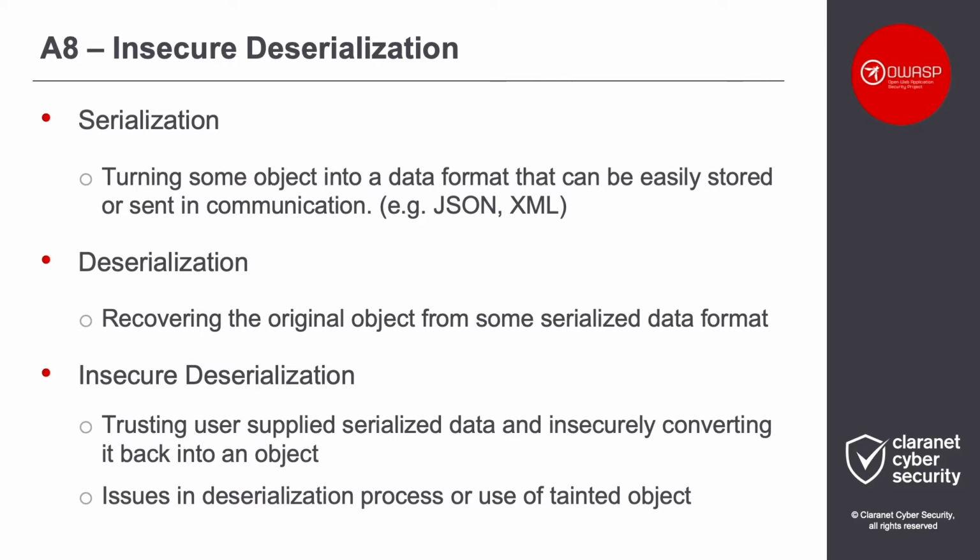Vulnerabilities can be introduced into this pipeline when a user is given access to the serialized data. Depending on the implementation, it may be possible for the user to manipulate the serialized data so that the final object contains different values or becomes a different object entirely. Additionally, unsafe deserialization code may allow an attacker to cause unintended actions during the deserialization process.